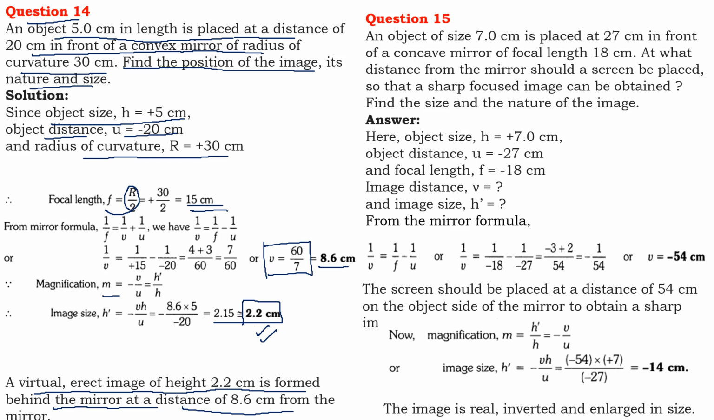Okay. Same way, question number 15. An object of size 7 cm is placed at a distance of 27 cm in front of a concave mirror of focal length 18 cm. At what distance from the mirror should a screen be placed so that a sharp focused image can be obtained? So they are using a concave mirror here, isn't it?